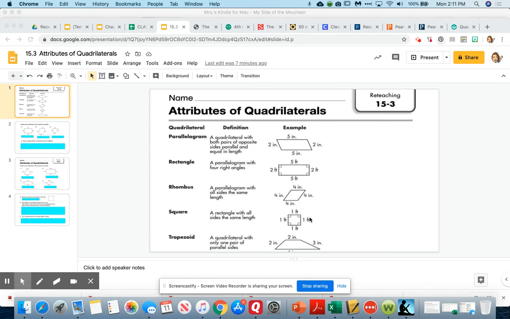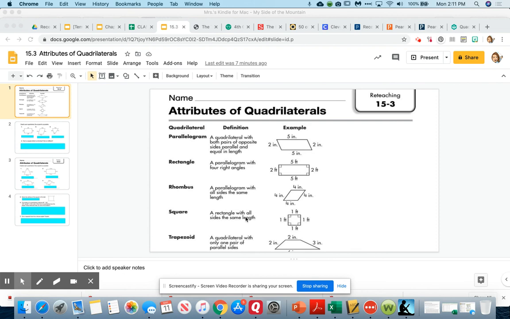Now, because all sides are the same length, is it also a rhombus? Yes, because for a rhombus, we're not talking about the angles. We're only talking about if the sides are parallel, which they are, and these sides are parallel, and if all sides are the same length. So a square is a rhombus, but a rhombus is not a square because it doesn't have the right angles.